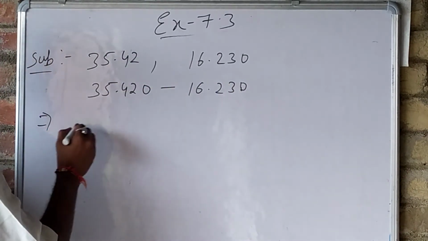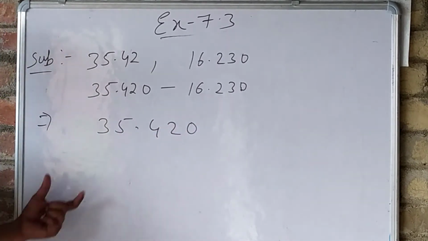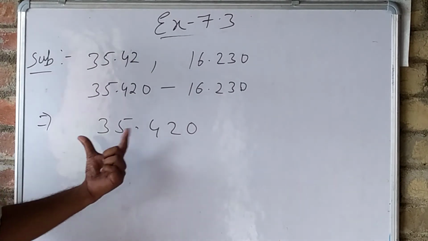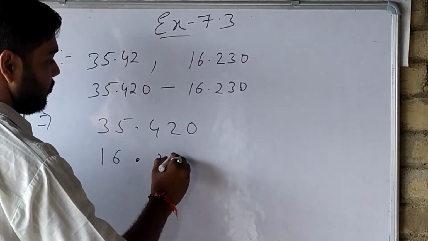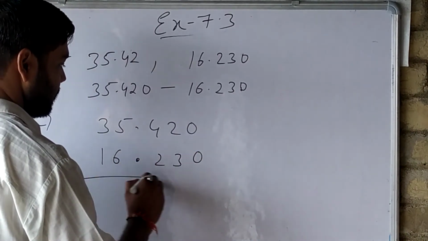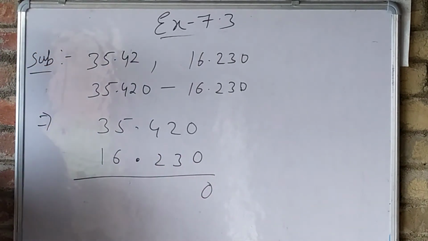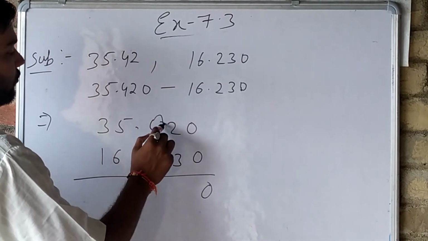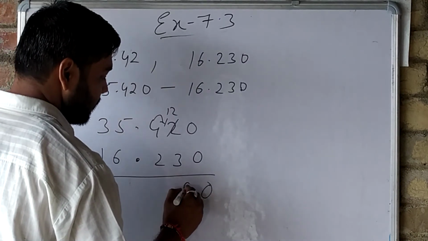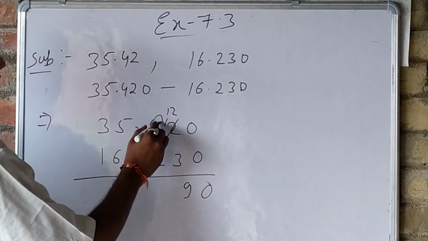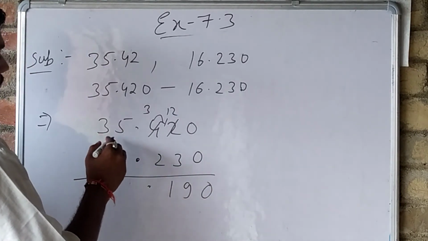So see here, now it is simple. 35.420, the larger value, the bigger value will be in the upper part, smaller in the lower part. 16.230. What will we do? 0 minus 0, 0. 2 subtract 3, that is not possible. We will take a carry. So it is now converted to 12. 12 minus 3, 9. Now it is 3. 3 minus 2, 1.